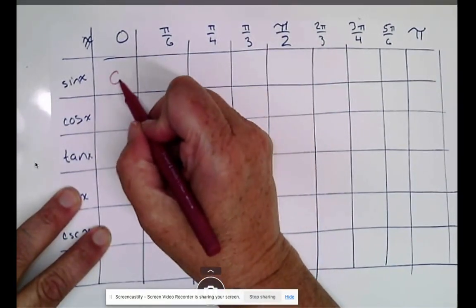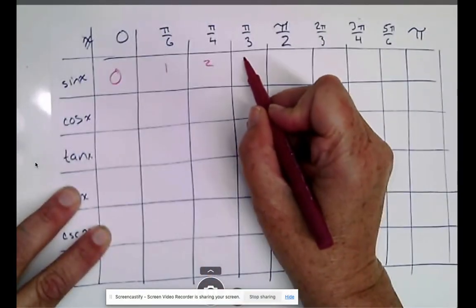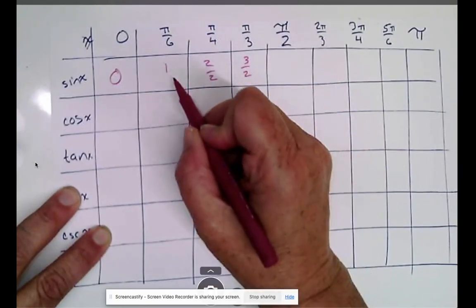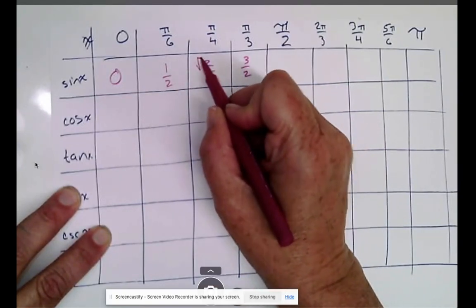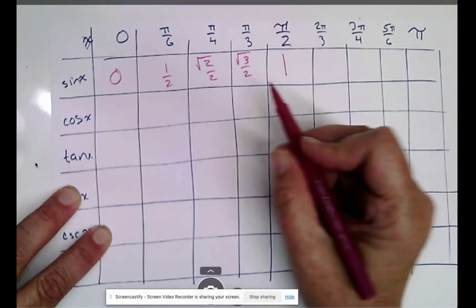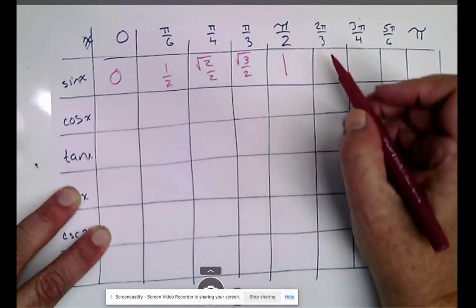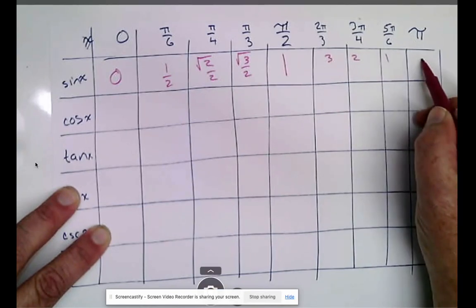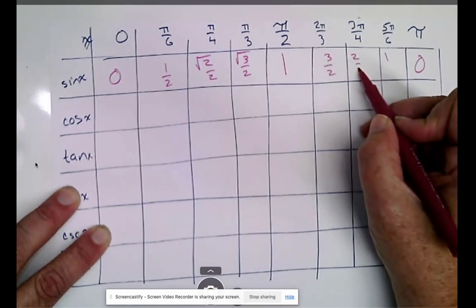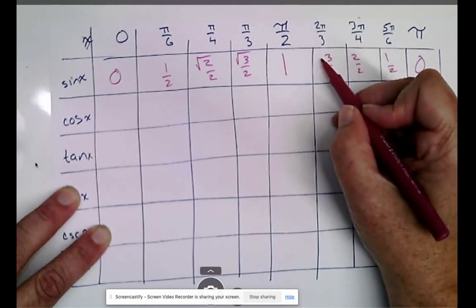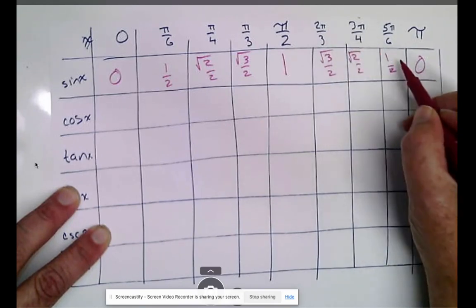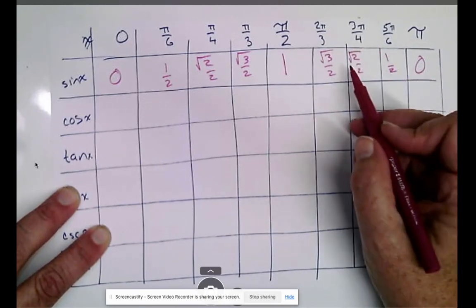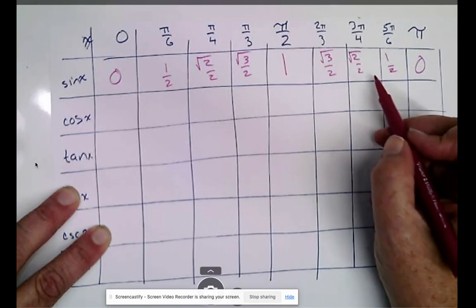So sine: 0, 1 over 2, square root of 2 over 2, square root of 3 over 2, and a big 1. And then these are like reflections. So it'll be square root of 3 over 2, square root of 2 over 2, 1 over 2, 0. Notice we're in quadrant 2 here, right? And sine is positive in quadrant 2, so I'm going to leave that.